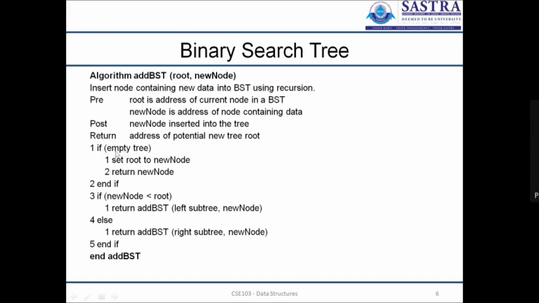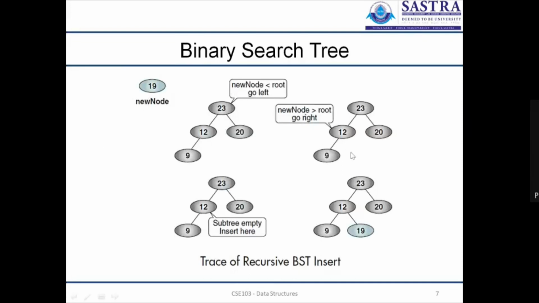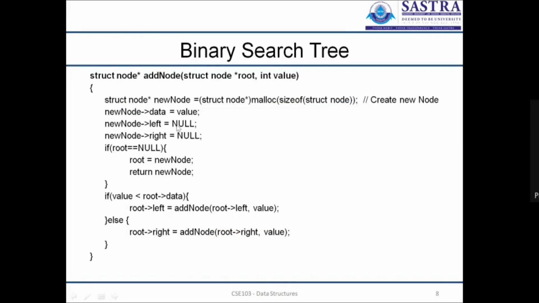Since 12's right is empty, the new node will be assigned to root. What actually happens here is root is 12's right, so 12's right will be assigned the new node and it will be returned. It will be sent back to the previous recursive call, so 19 will be assigned as the right of 12. So this is the recursive explanation. This is the function.